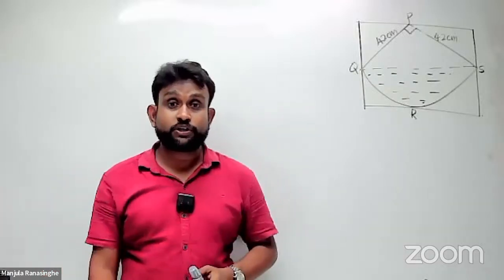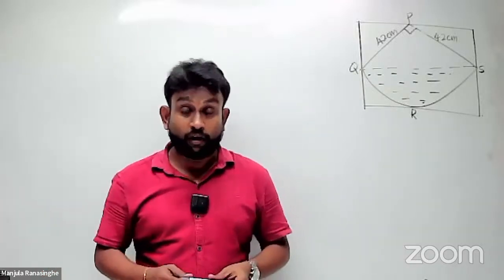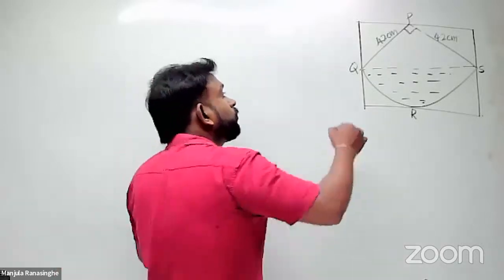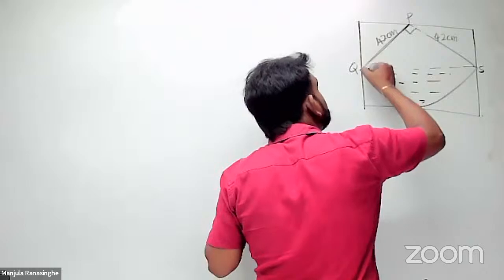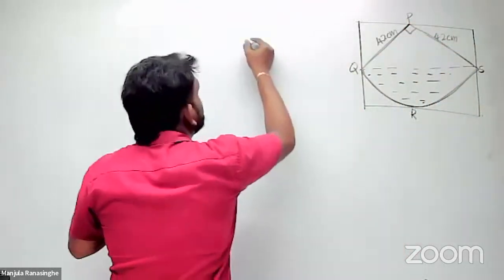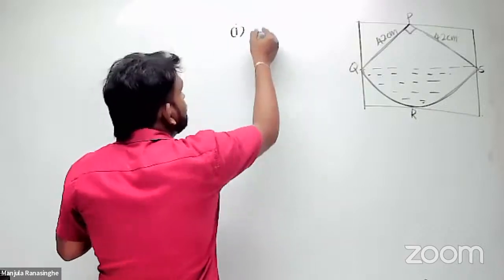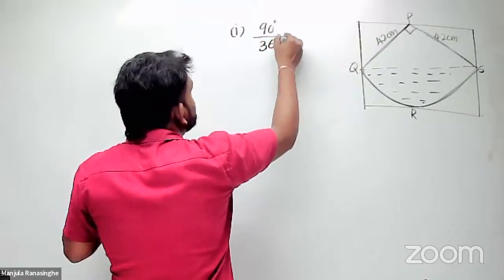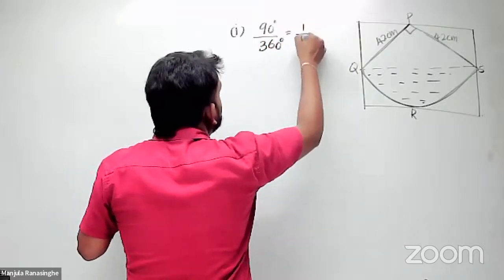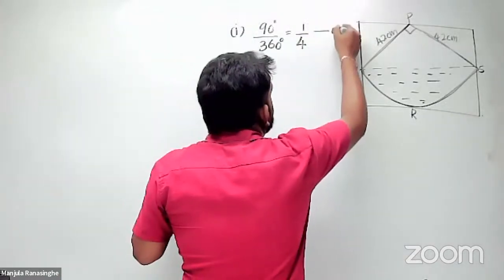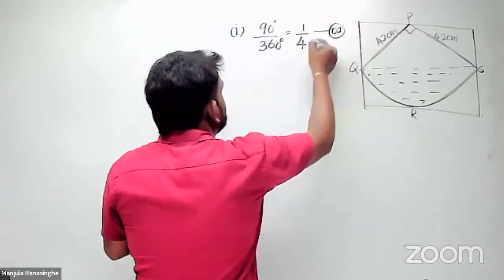Right, now we move to the question. What is the fraction of sector PQRS of the whole circle? They are asking what fraction of the whole circle this part is. Right, this is 90 degrees. So 90 degrees means you can write as a fraction 90 upon the whole, which is 360. Then that is 1/4 of the full circle. 1/4 of the full circle. You have 2 marks there.